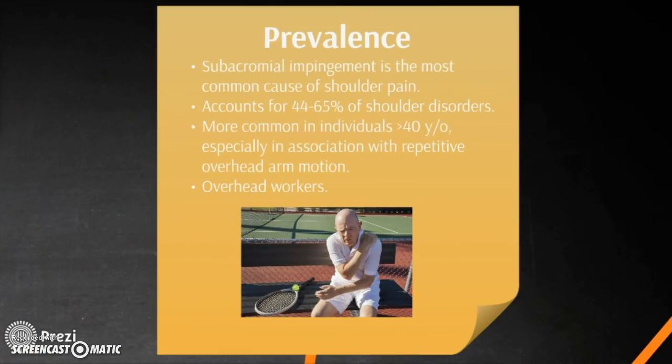Shoulder impingement can be viewed as one of the more prevalent conditions affecting the upper extremities. It accounts for more than 44% of shoulder disorders. It is most commonly seen in individuals greater than 40 years old, and especially in association with repetitive overhead arm movements.